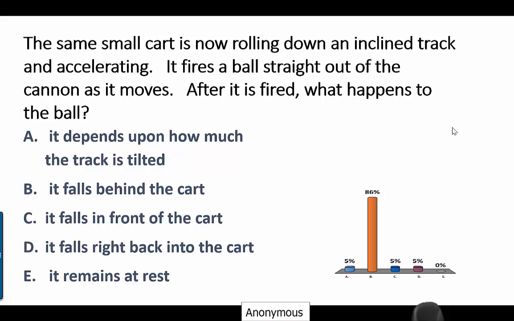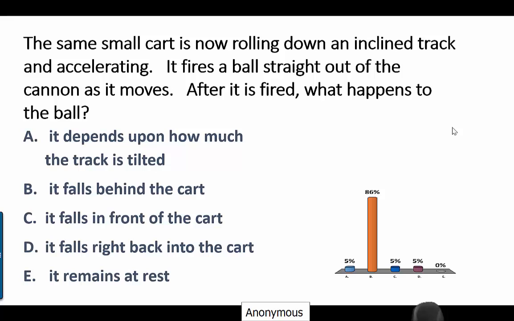So if I orientate my system like this, now my horizontal is along the plane, and my vertical is perpendicular to the plane. Which means that the cart and the ball accelerate along the plane. In other words, the cart and the ball have a horizontal acceleration, but the ball is launched vertically.